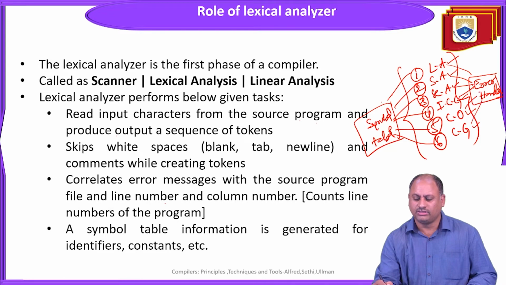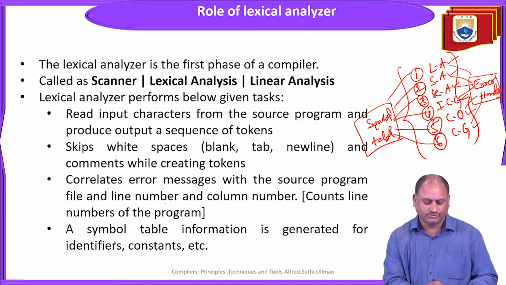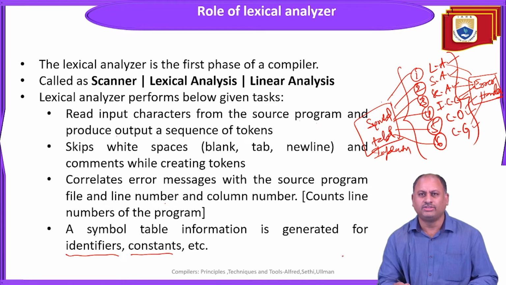While delivering the tokens, any errors that occur are to be encountered. So there are two things here: one is error messages, and the second is the symbol table. The symbol table information describes the corresponding names of the identifiers and constant values. For example, we declare int a.